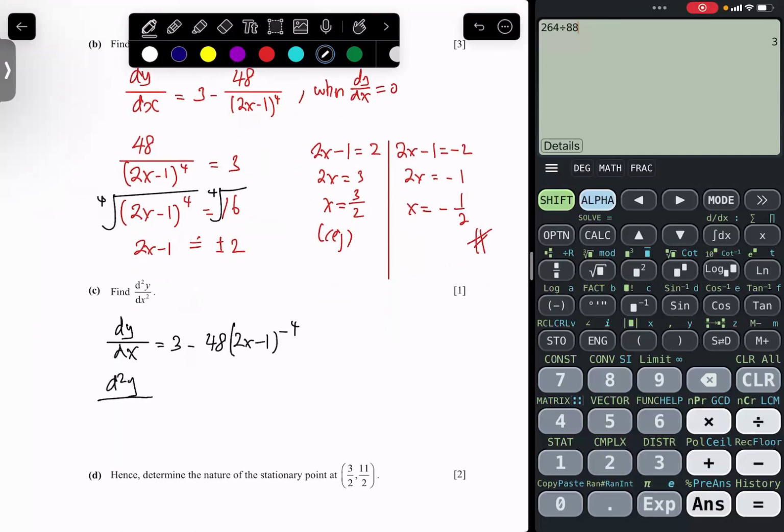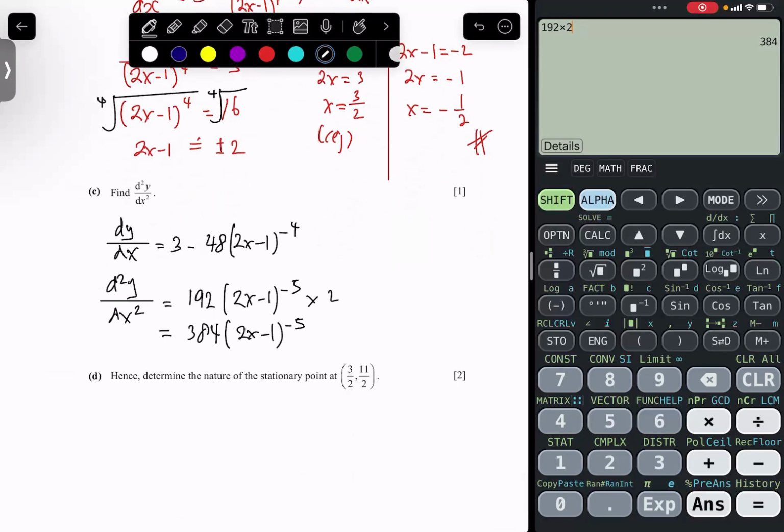So d²y/dx² equals 48 times 4, which is 192, bracket 2x minus 1 to the power of negative 5, multiplied by 2. So we get 192 times 2, which is 384, bracket 2x minus 1 to the power of negative 5. Hence, determine the nature of the stationary point at (3/2, 11/2).